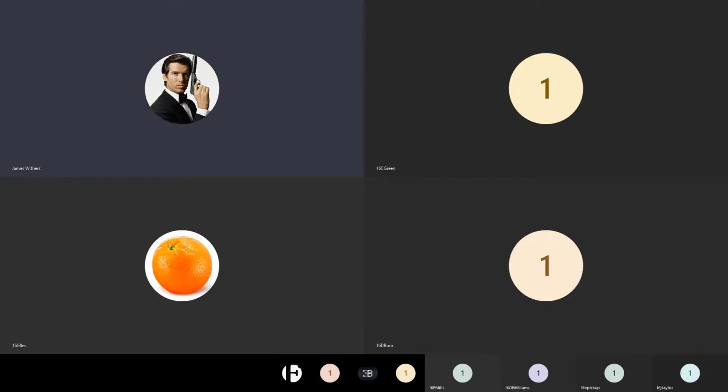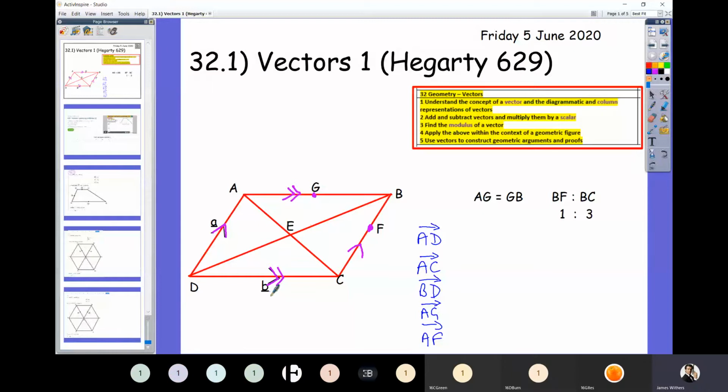So, a brand new topic. I love vectors. I think it's a really nice topic. Okay, we're going to have several goes on this because I think these can get quite tricky. So, I think it'd be a nice juicy thing to get our teeth into over the next couple of weeks. So today's lesson is just going to lead you on to a fairly easy Hegarty, hopefully quite a quick one.